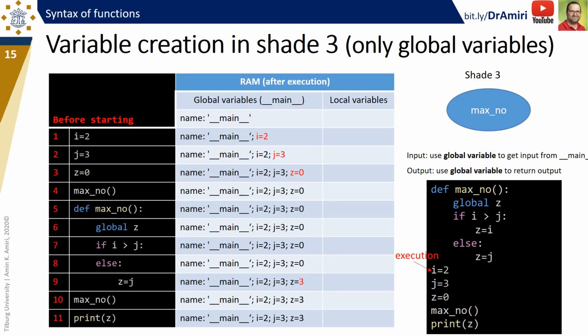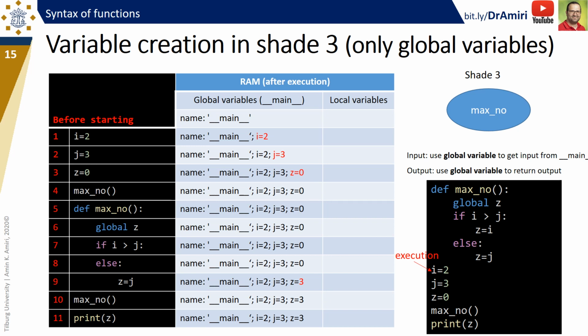Let me explain how variables are created in Shade 3, where we only use global variables to exchange data between the function and the main body of the program. As you can see here, execution starts from i equal to 2, i is created in the RAM, then j is created in the RAM.